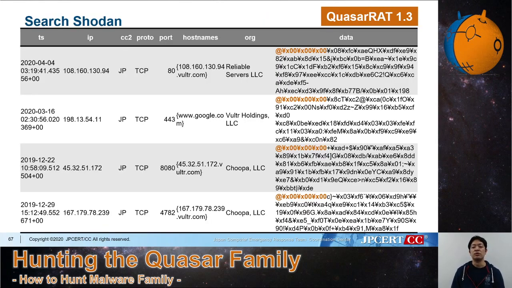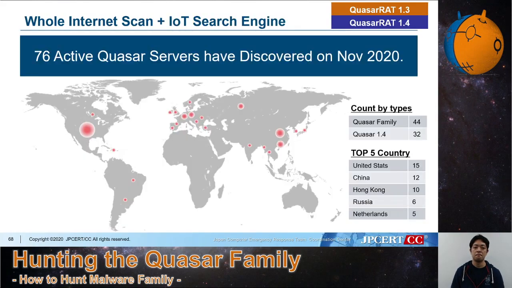Here is the result of the Shodan search. In this case, we used the payload size and header for the search query. At this time, we were able to find four Quasar family servers that were running in Japan. And here is the result of our whole internet scan. 76 active Quasar servers were discovered in November 2020. The Quasar server number was not so large, but we suspect that several campaigns are still ongoing. We believe that this host data will be useful not only for researchers, but also for blue teams.